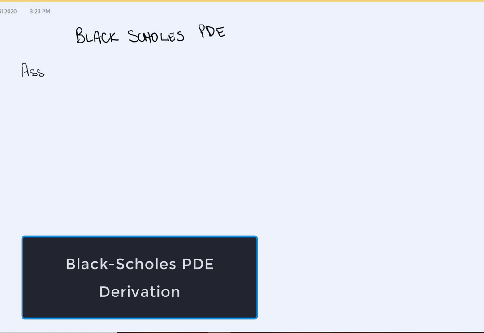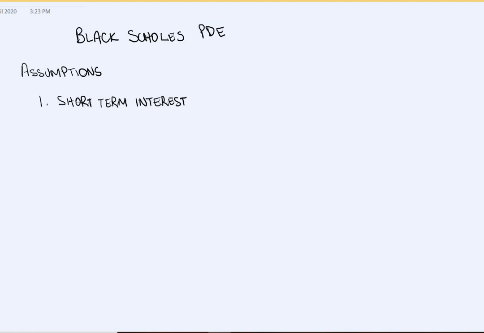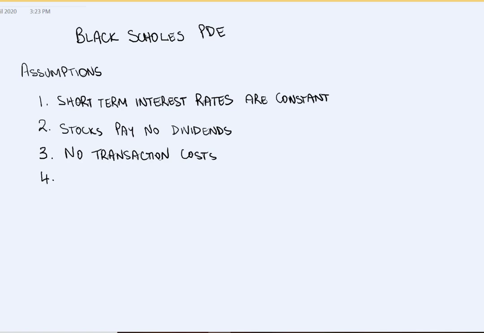The Black-Scholes PDE. So let's begin with the assumptions. First, there's a short-term interest rate, and for that, we're going to call it constant. The second assumption is that the stocks pay no dividends. The third is that there are no transaction costs like brokerage.